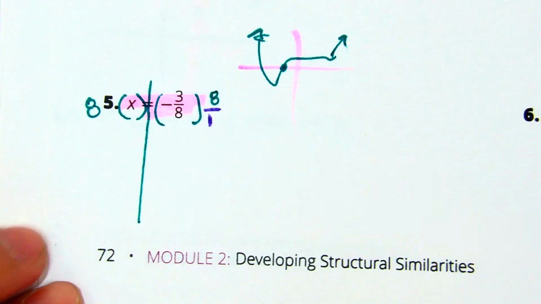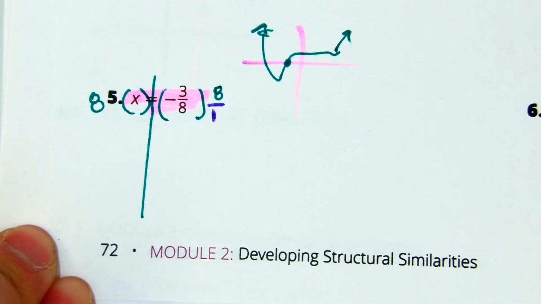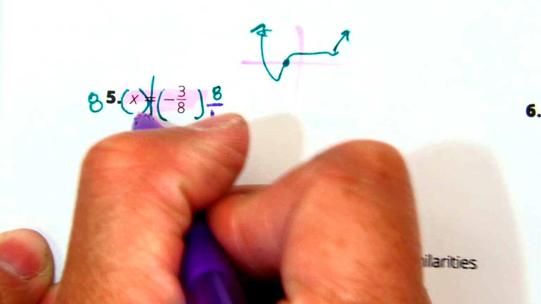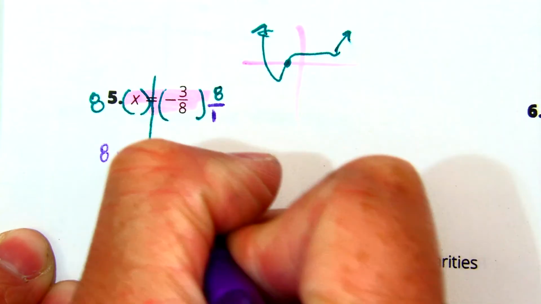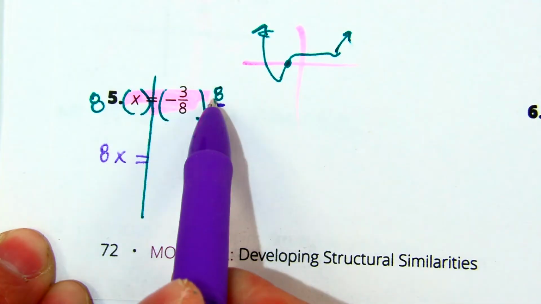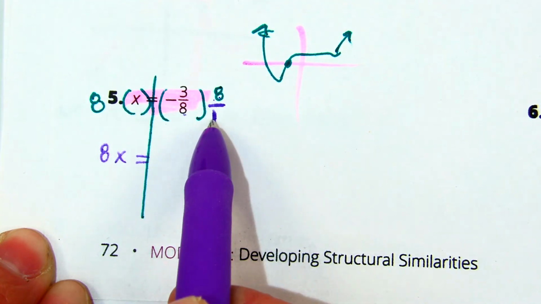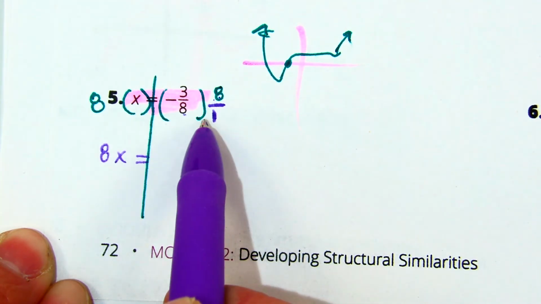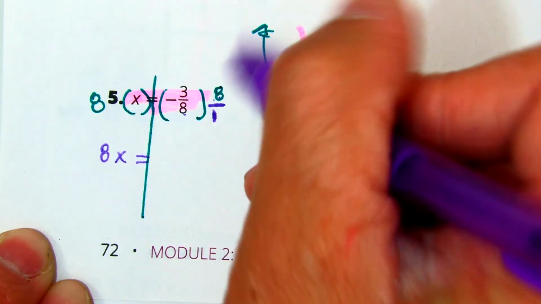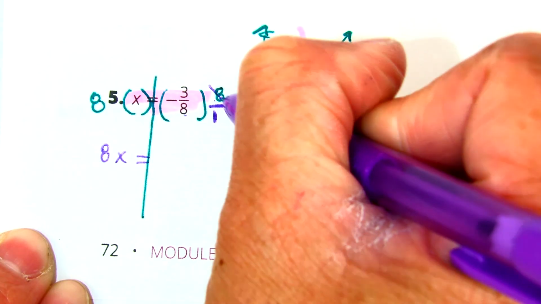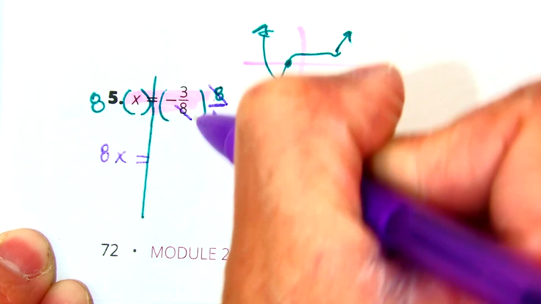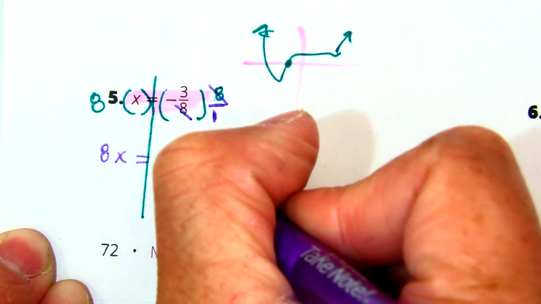Class, what's on the left side? You have 8 times x. Class, what's 3 times 8? 8 times 1. 24 divided by 8. Look what I'm doing here. That's also canceling. You're left with a 3. In this case, it's a negative 3.